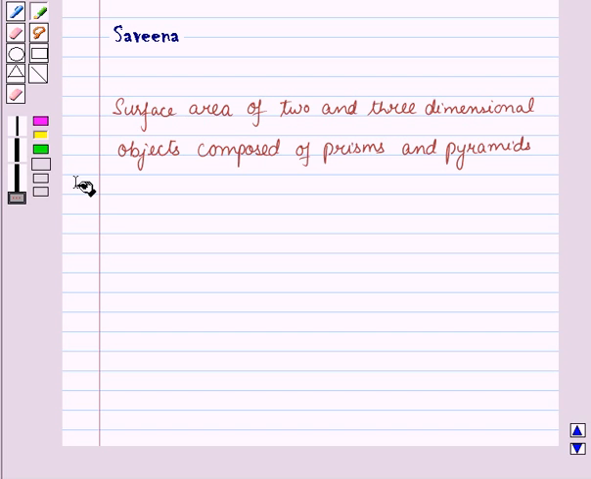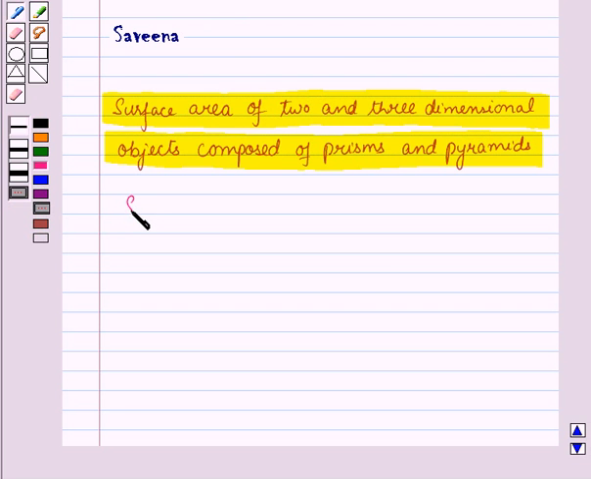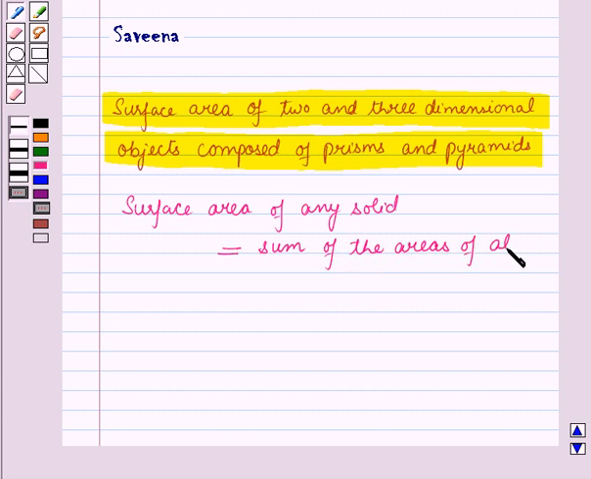In this session, we are going to study about the surface area of two and three dimensional objects composed of prisms and pyramids. Now, the surface area of any solid is equal to the sum of the areas of all its faces. For example, if we want to paint a house from outside, we will apply the paint on the surface area of the house.